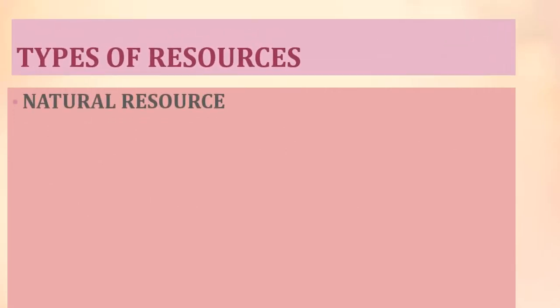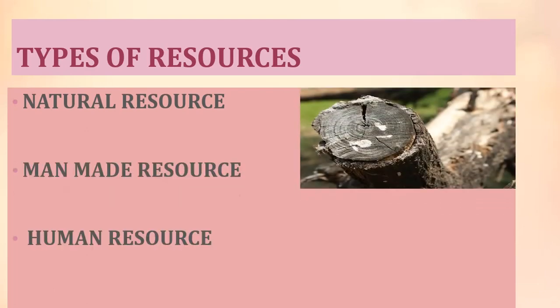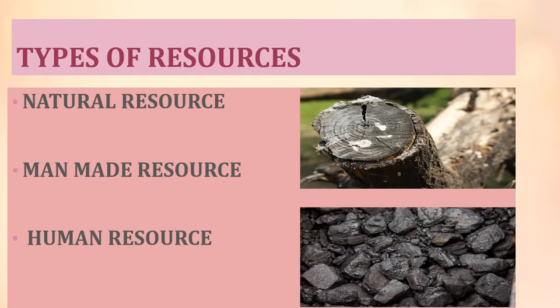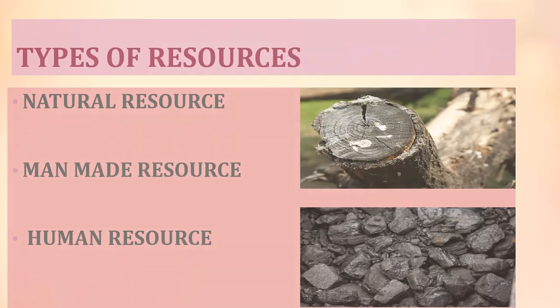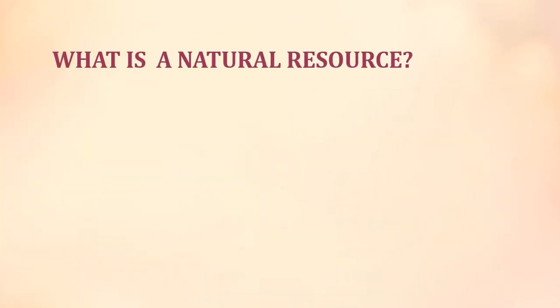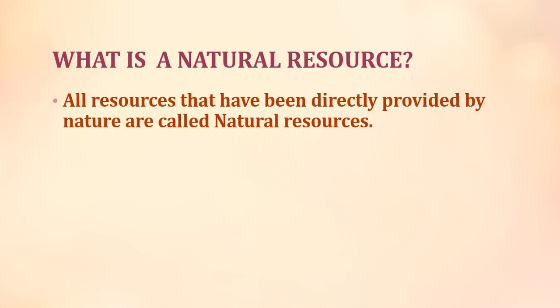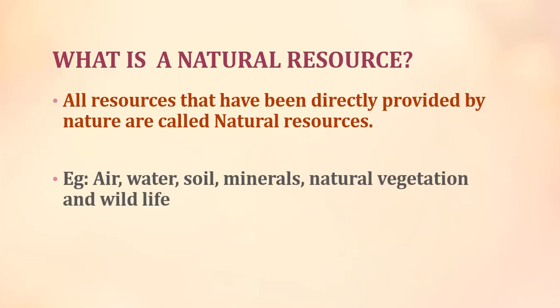Next, we are learning about the types of resources. There are three types. One is natural, man-made resource, and human resource. So we shall look a little more into each of these resources. First, what is a natural resource? All resources that have been directly provided by nature are called natural resources. Example, air, water, soil, minerals, natural vegetation, and wildlife.